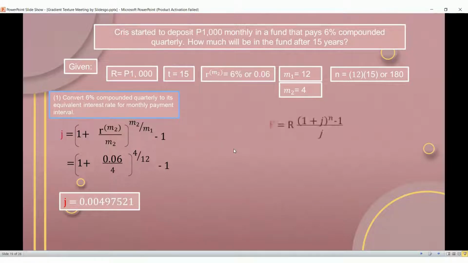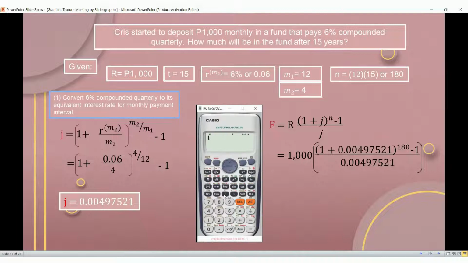Natin hanapin ating F, so ang ating future value. So ito yung formula na gagamitin natin. Substitute na natin. Then we will now have this. R is 1,000, di ba, times 1 plus j natin, raised to 180, or number of payments, minus 1, all over j ulit. So try natin i-solve.